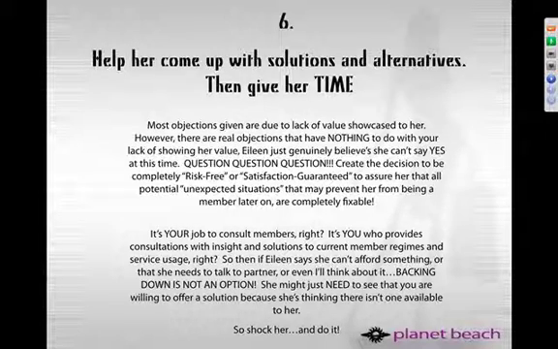But some of them are real objections that have nothing to do with your lack of showing her the value. Eileen just genuinely believes that she can't say yes at this time. Create the decision to be completely risk-free or satisfaction guaranteed, to assure her that potential unexpected situations that may prevent her from being a member later on are completely fixable. That is a huge concern for people.